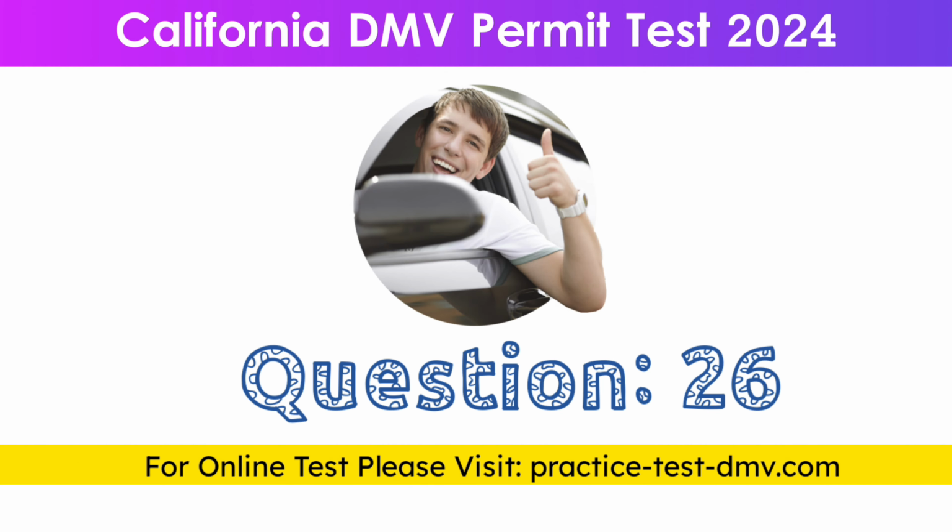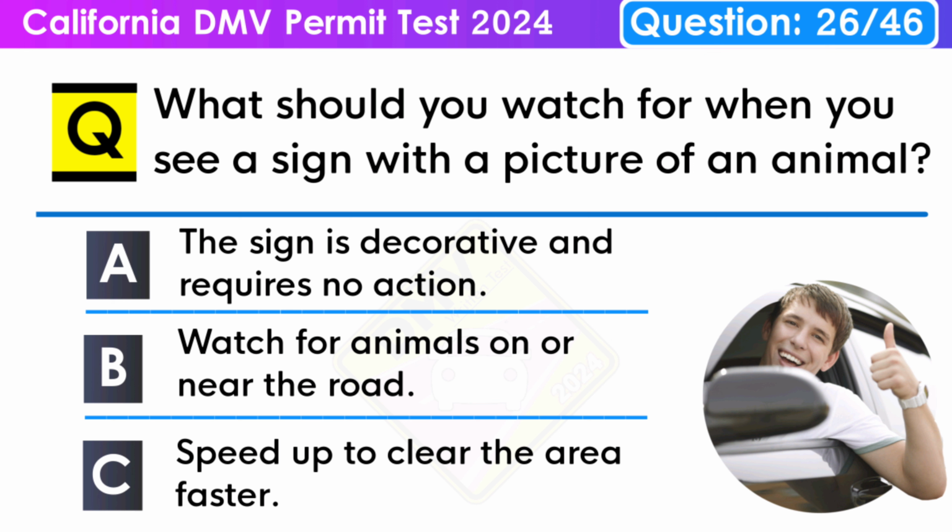Question 26. What should you watch for when you see a sign with a picture of an animal? A. The sign is decorative and requires no action. B. Watch for animals on or near the road. C. Speed up to clear the area faster. Correct answer: B. Watch for animals on or near the road. Signs with pictures of animals indicate that animals may be on or near the road. Drivers should be cautious, slow down, and be prepared to stop if necessary to avoid hitting the animals.